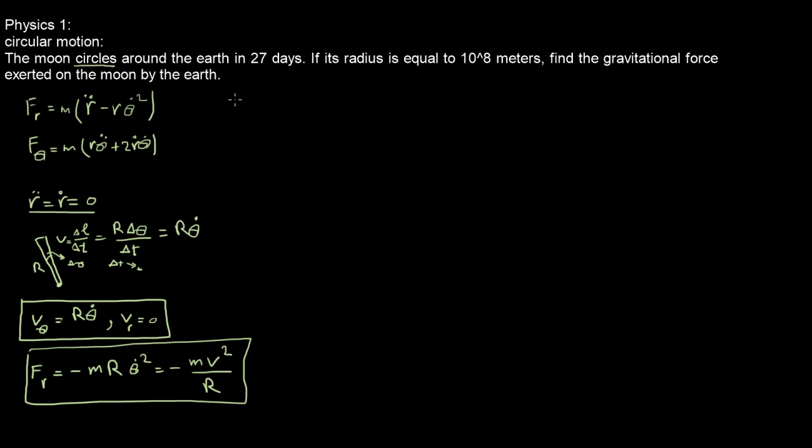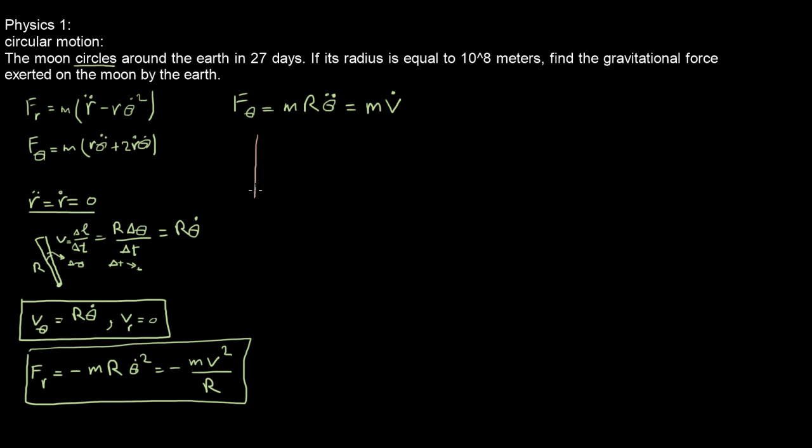F theta is also m r theta double dot. This is m v theta dot, or v dot. Let's remove the theta here. So m v dot is the tangential force.